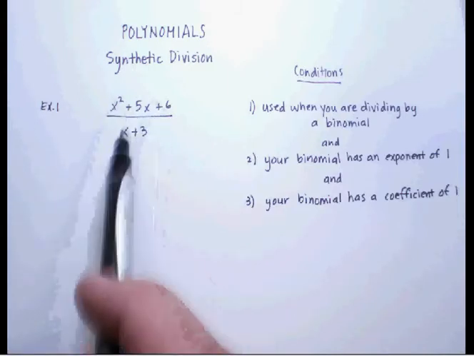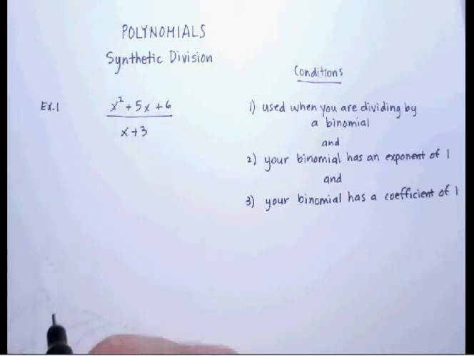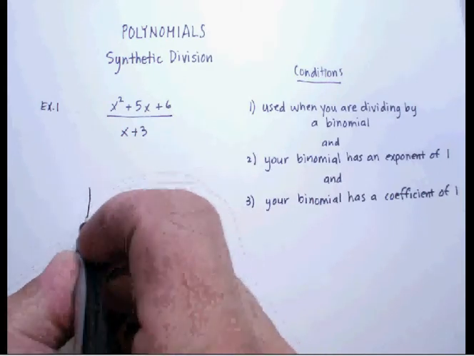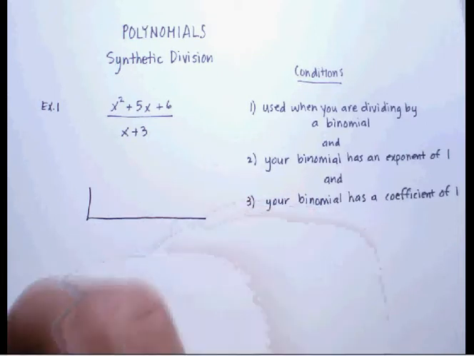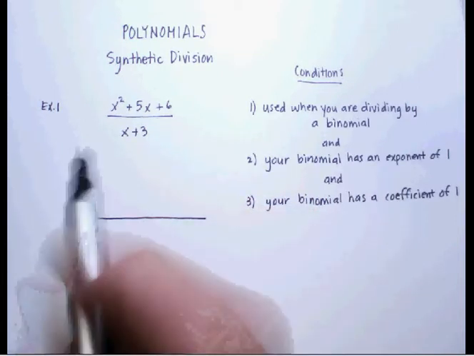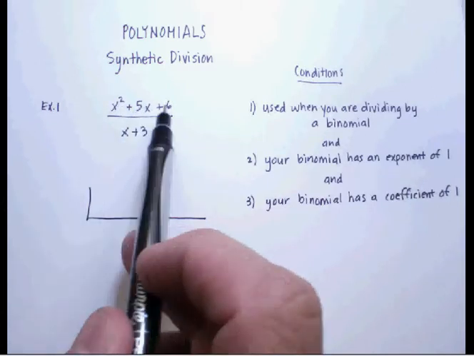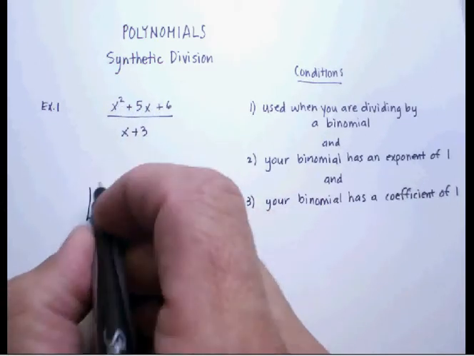So this is what you do. Write an upside down long division sign. And look at the numbers in the numerator. It'd be 1, 5, and 6. And write those up here. 1, 5, and 6.